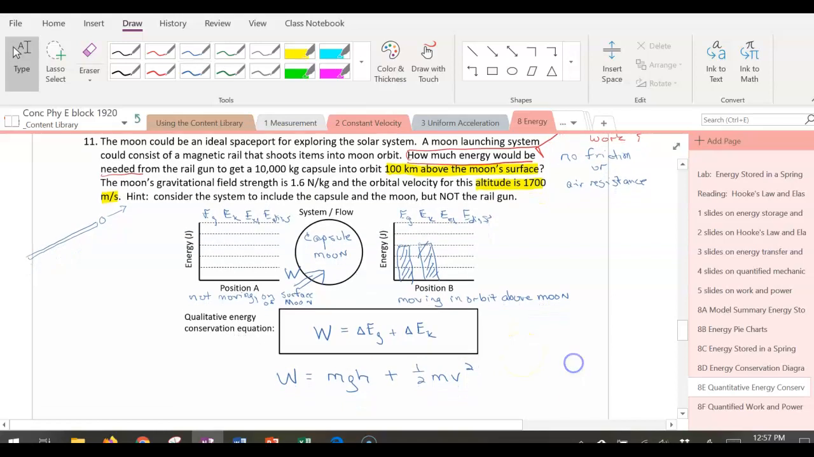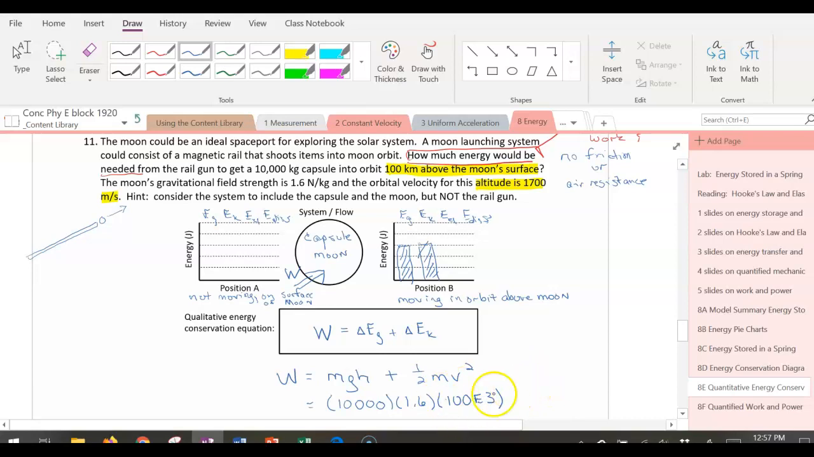Let's see if we can find all these numbers here, and as we find them, we need to make sure they're in standard units. Okay, the mass of the capsule I see is 10,000 kilograms. g, we're not on the Earth. It's not 9.8, but they gave it to me. It's 1.6 newtons per kilogram. And the height is 100 kilometers. Uh-oh, that's one of the ones that we have to convert. 100 kilometers is 100 times 10 to the third meters.